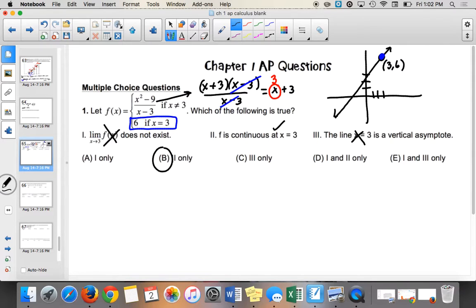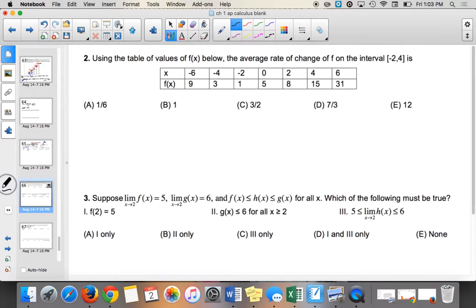Wait, the limit does exist. So it's saying which of the following is true, and the statement said the limit does not exist. So be careful. So how is the limit existing? The limit goes to 6. But it's filled in. Yeah. So the limit still exists. Filled in points, the limits exist as well. Okay. All right, so number 2.